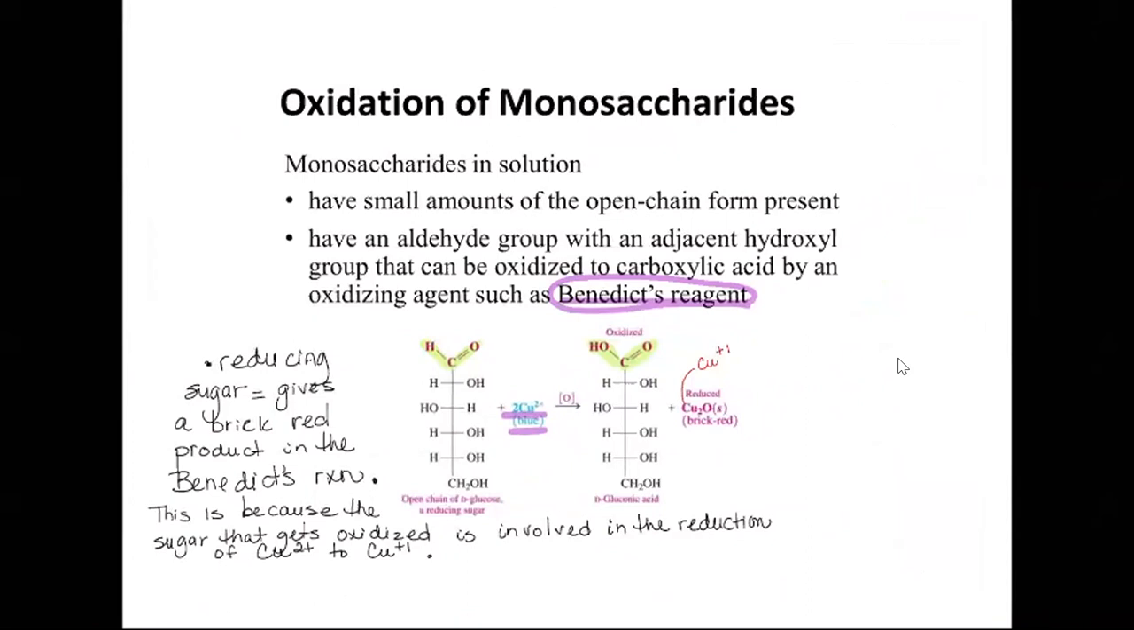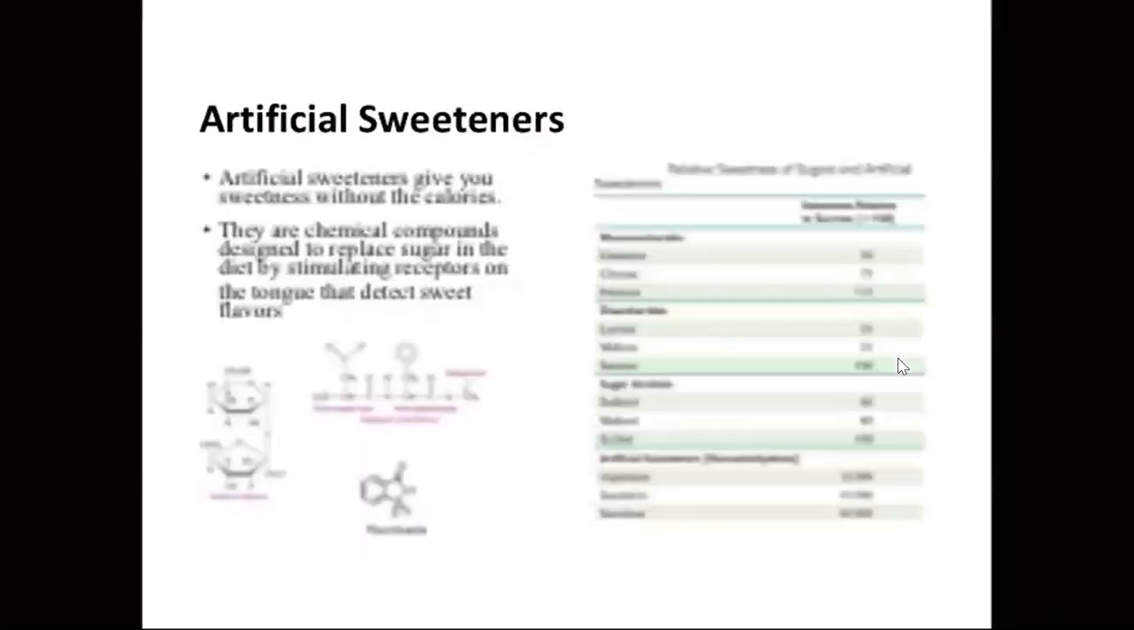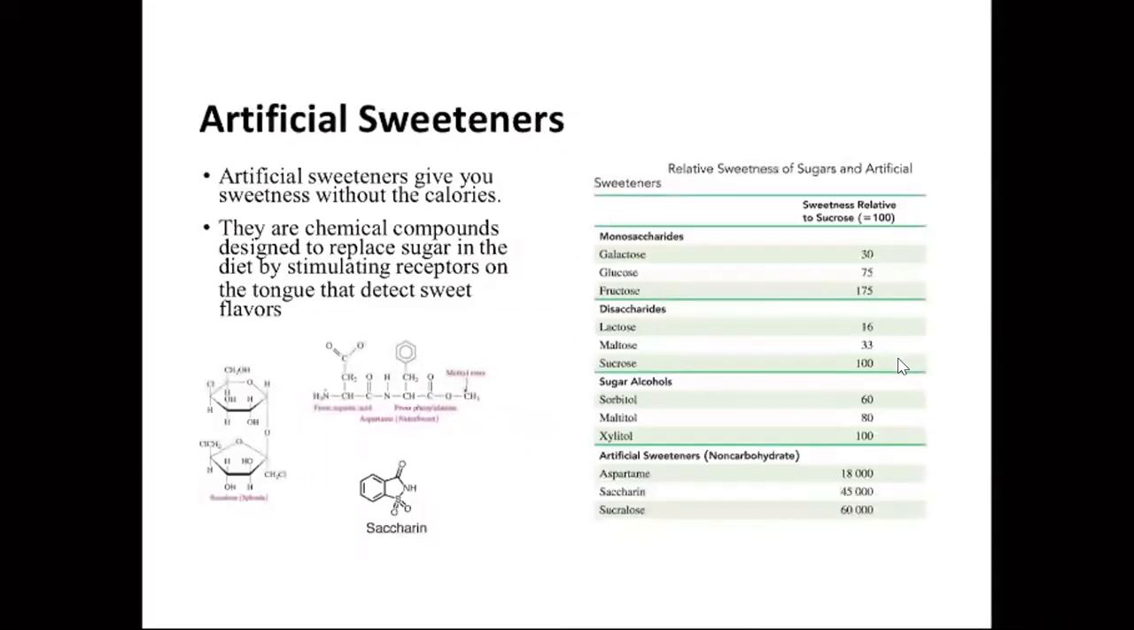Any questions so far when it comes to cyclization, so the condensation reaction to make a Haworth projection, when it comes to the reduction of sugars, when it comes to the hydrolysis of sugars, or the oxidation of sugars? Great. Since there are no questions, let's move on to the next topic.